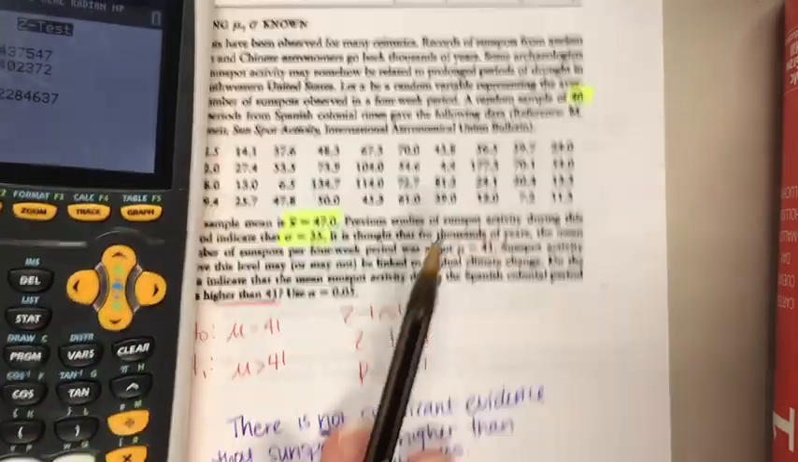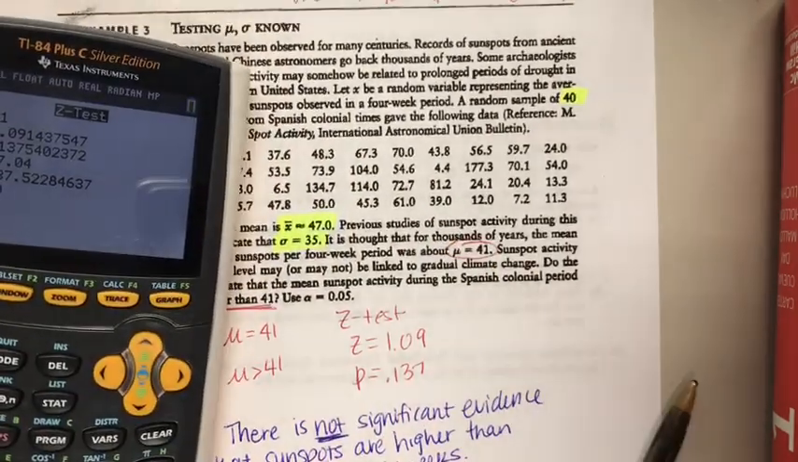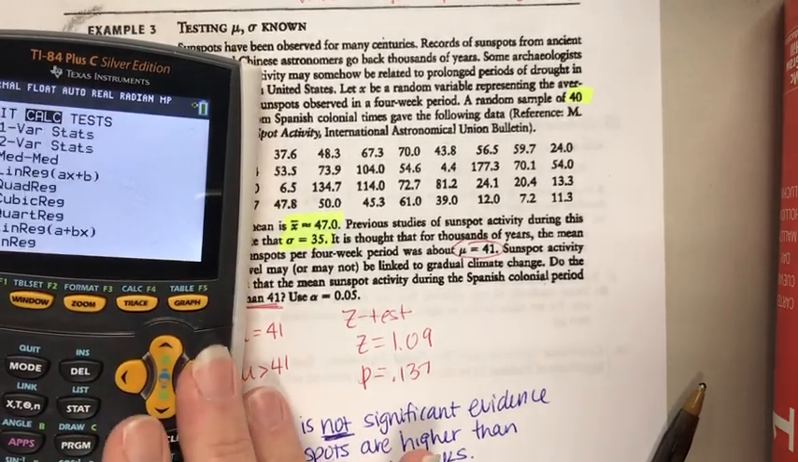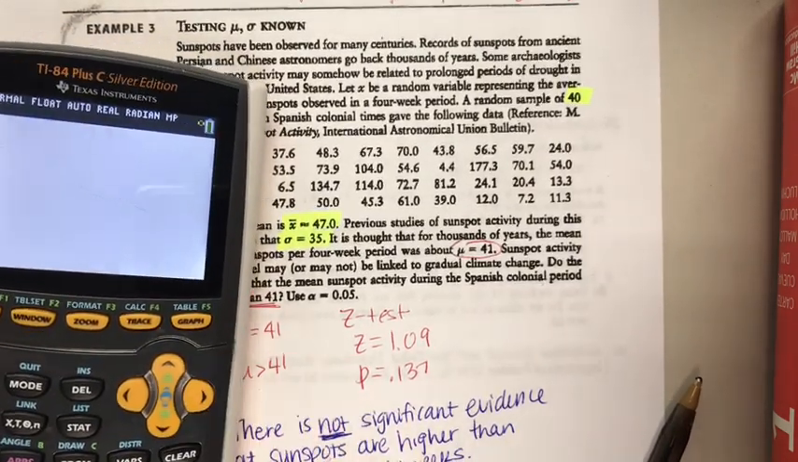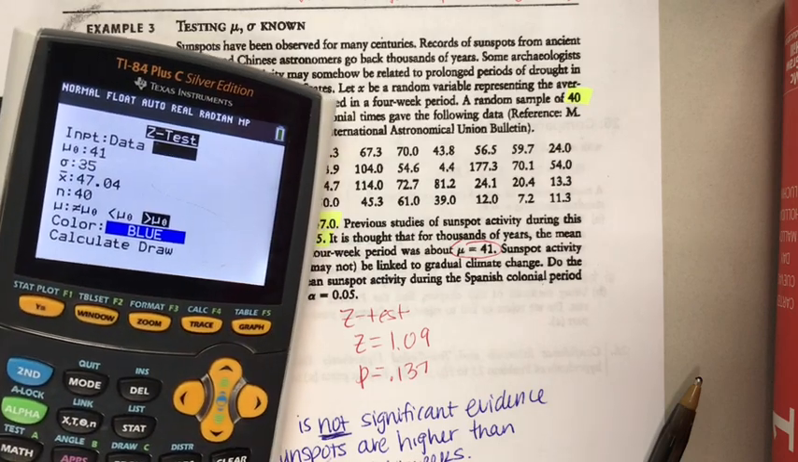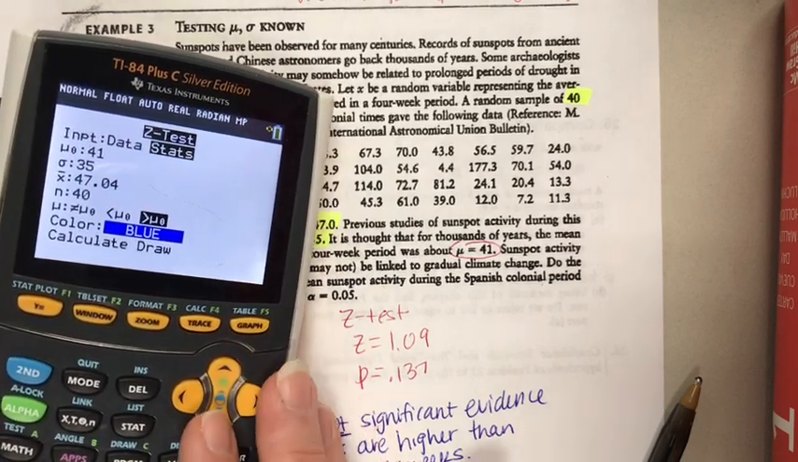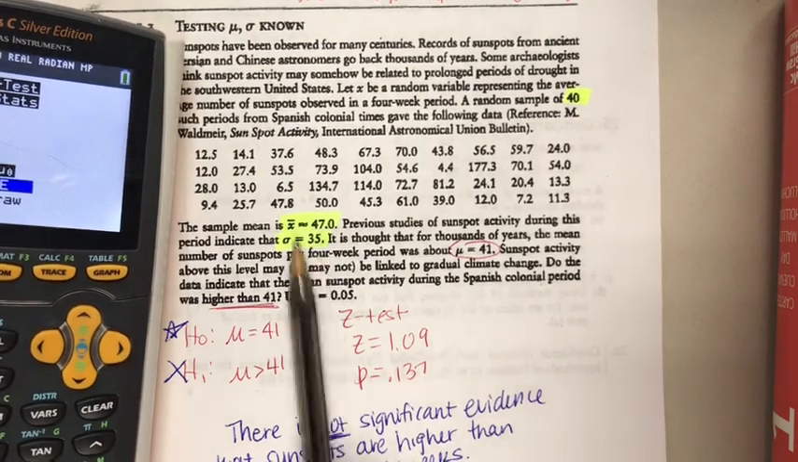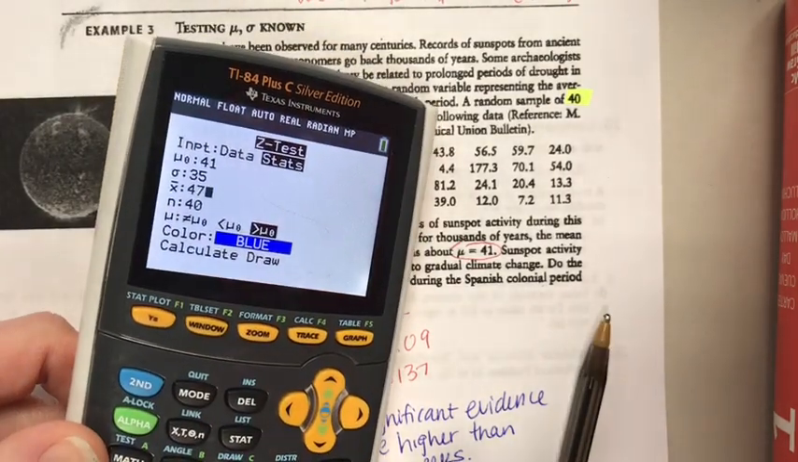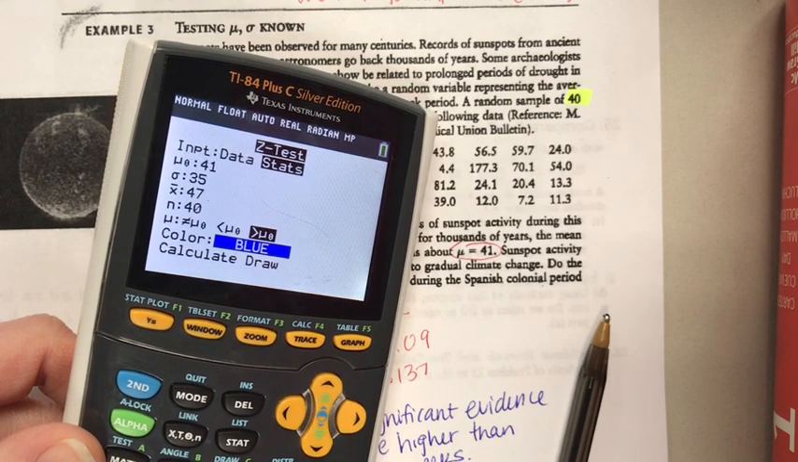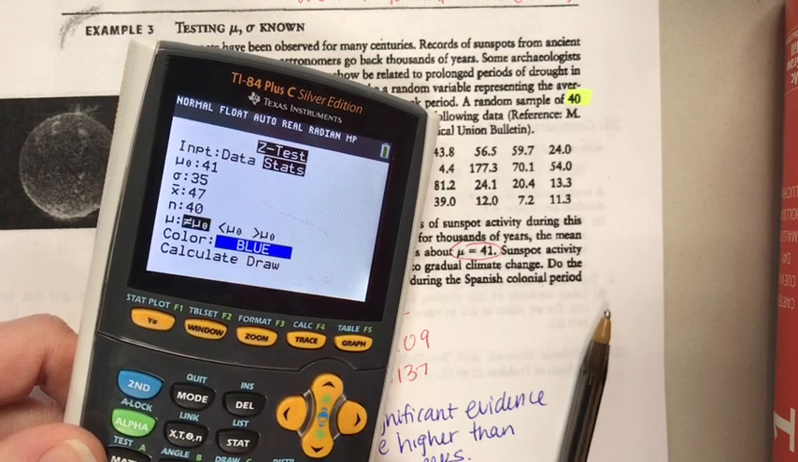Okay, and I said I would show you how you could do this without typing all of that in your calculator. Since they gave you the stats, we go to z-test and we do stats instead. 41, standard deviation still 35. The x-bar value they tell you is 47.0. All right, I'll just leave it 47. N is 40, and again, greater than.